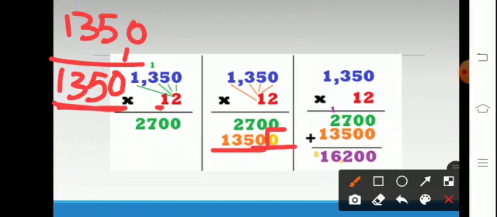Now add these numbers. As you can see in step number 3, 0 plus 0 is 0. Again 0 plus 0 is 0. 7 plus 5 is 12. Write 2 here and 1 goes up here. 2 plus 3 is 5. 5 plus 1 is 6 and 1 as it is. So the product of 1350 with 12 is 16,200. Got it?